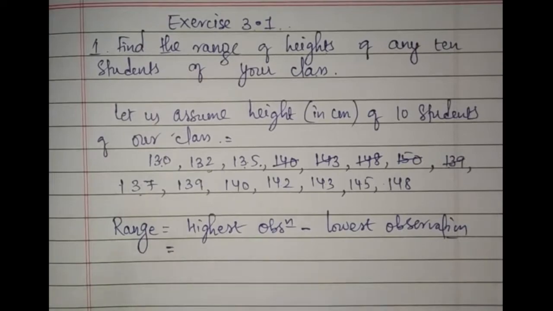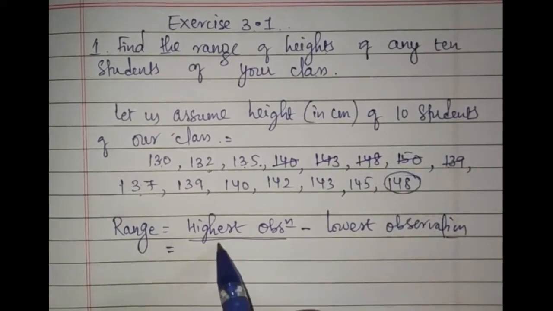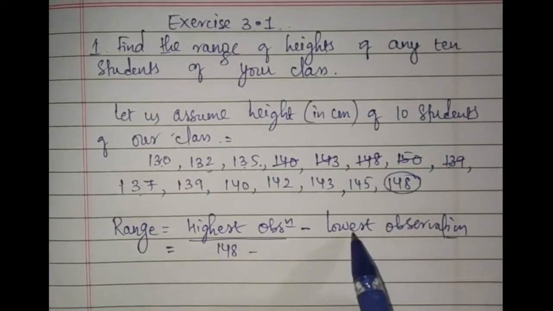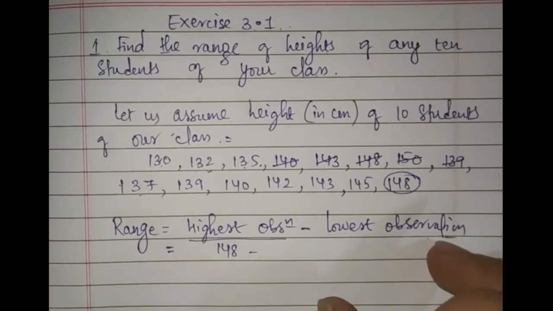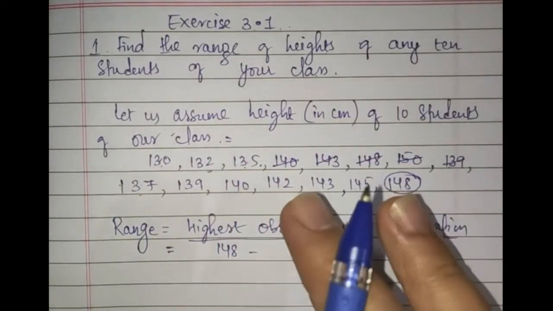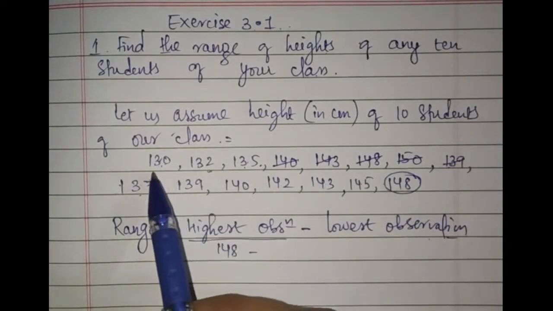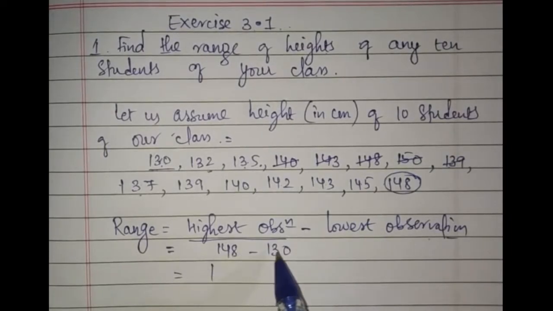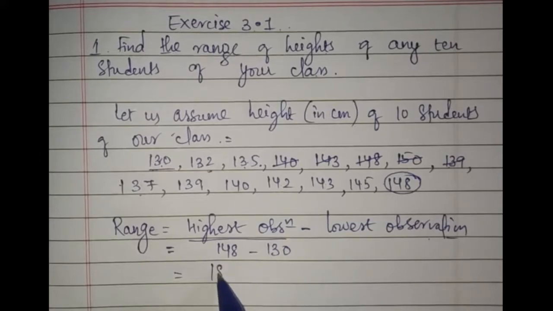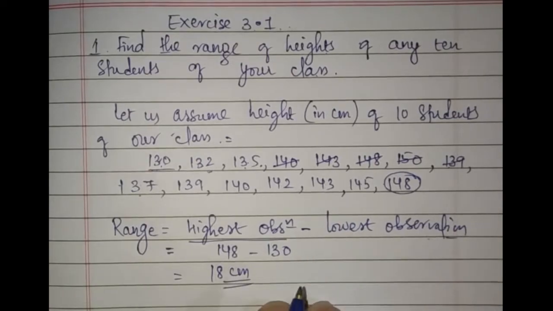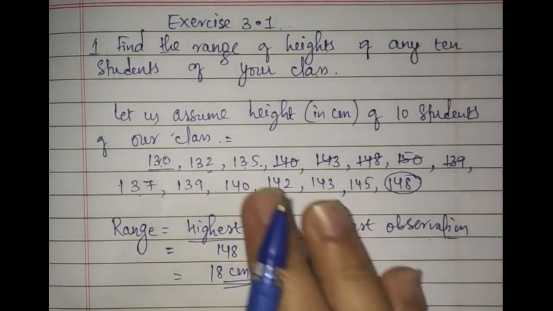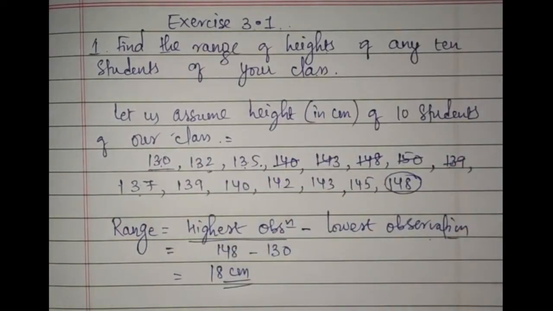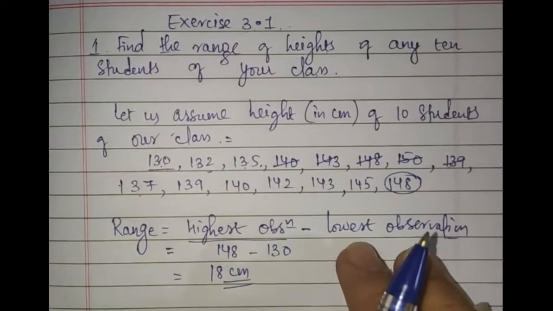So the highest observation among these is 148, right? And the lowest observation, or the lowest height, the one which is very small, is 130. It is 148 minus 130, which is 18 centimeter. So the range of the height in your class should be 18 centimeter if you assume these values. Okay, I hope you have understood this. So with this, we are over with question number 1.